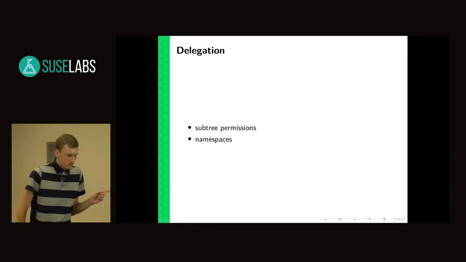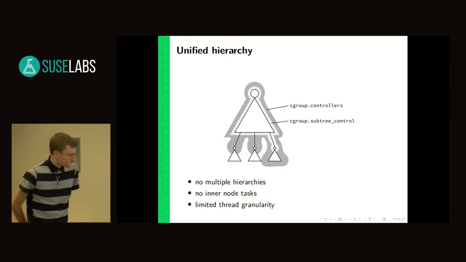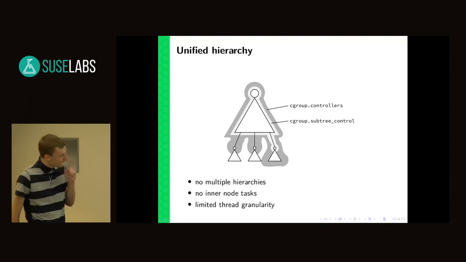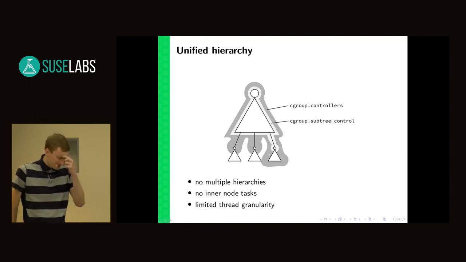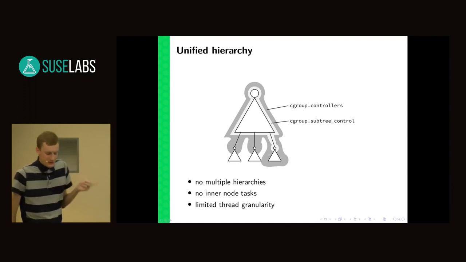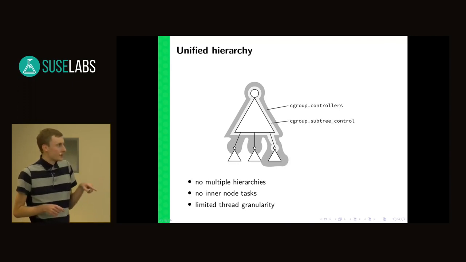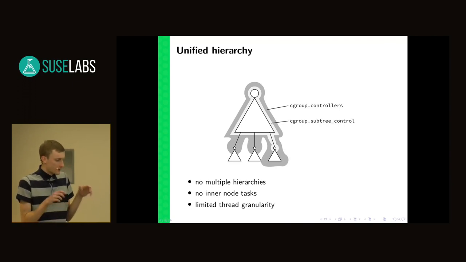Yes, as I have shown in that picture of the unified hierarchy, the subtree control file enables the controllers in its subtree. So we can be sure that this has multiple reasons why the delegation is possible properly with cgroup v2. First, it's this hierarchical behavior of the control attributes, and the second is that we can delegate just the controllers that we want to the subtree.